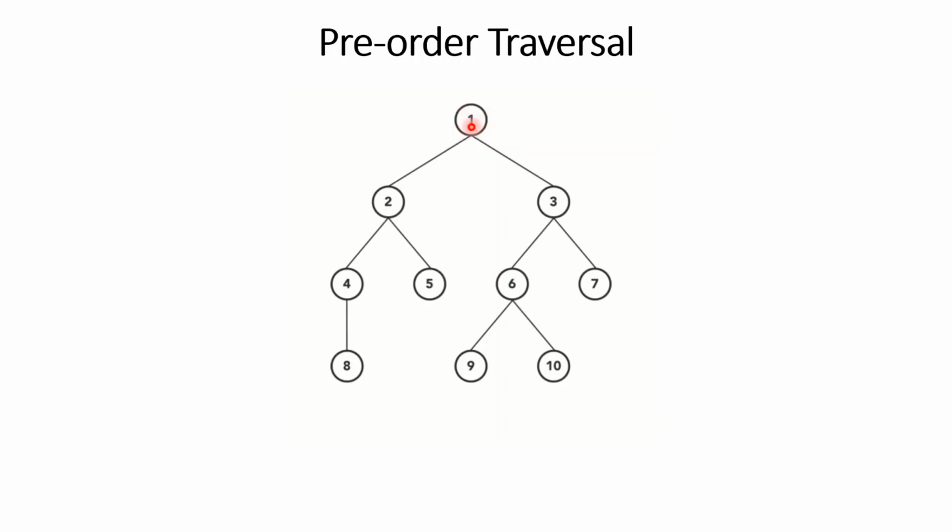So when we reach 1, it will check: what is the order for pre-order? For pre-order, the order is first it has to print the root. So what will be the first node to be printed? It will be printing 1 because it is the root, right? Then only it will check whether all the nodes of the left subtree are printed. Then it will move on to 2.